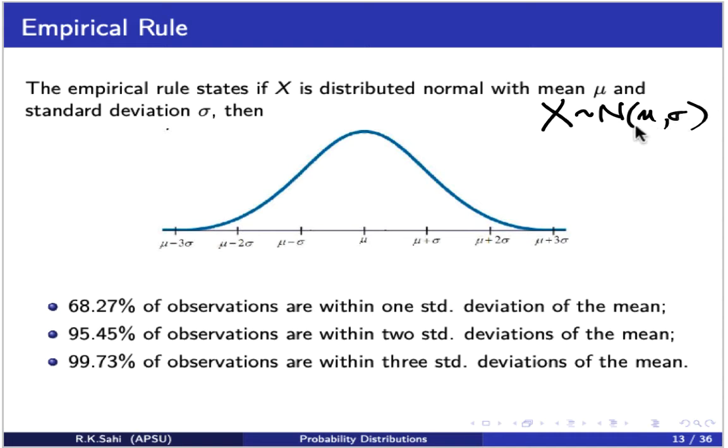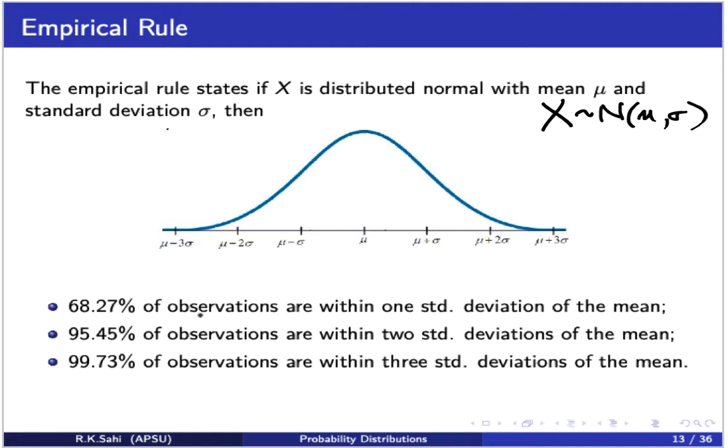Hello everyone. So we're going to start with the empirical rule. The empirical rule says that if your x is distributed normally with the mean mu and standard deviation sigma, then these are three important observations. It says that 68.27% of the observations are within one standard deviation of the mean. Remember, this was the normal curve and this is the notation for the normal distribution.